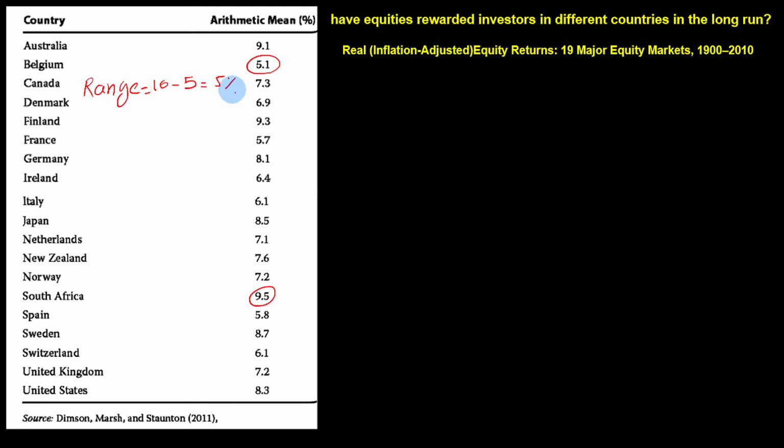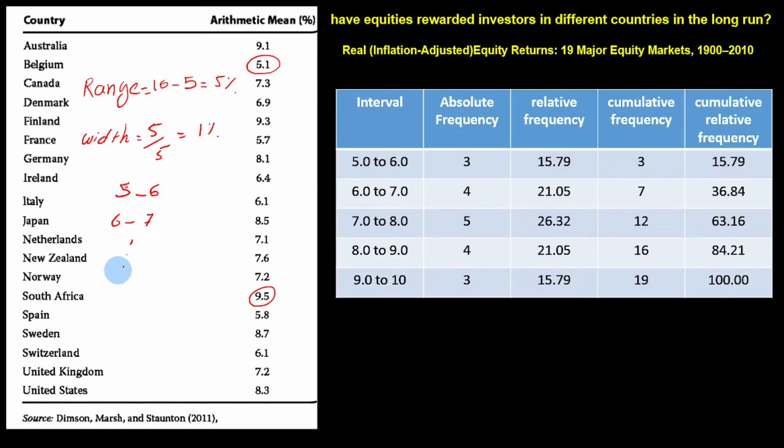Now we have to decide how many different ways we want to split that 5%. So how many intervals do we want to have? And since we have a 5% range, it's reasonable to have 5 1% intervals, right? So the width of my intervals is going to be 5 divided by 5. That gives me 1% width for my intervals. So my first interval is going to be like 5 to 6, then 6 to 7, and it goes on, right? This is the complete table.